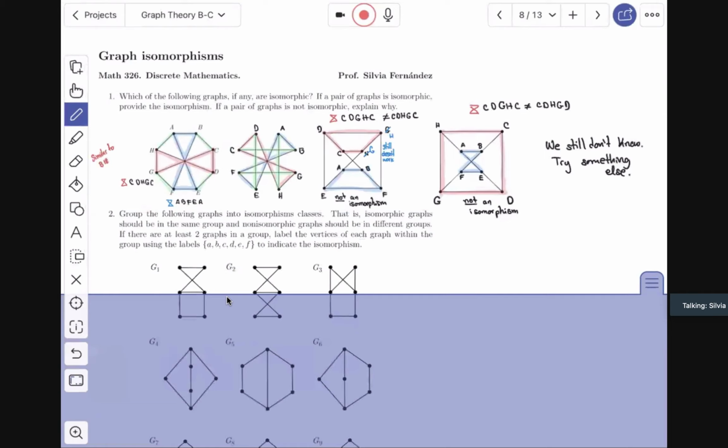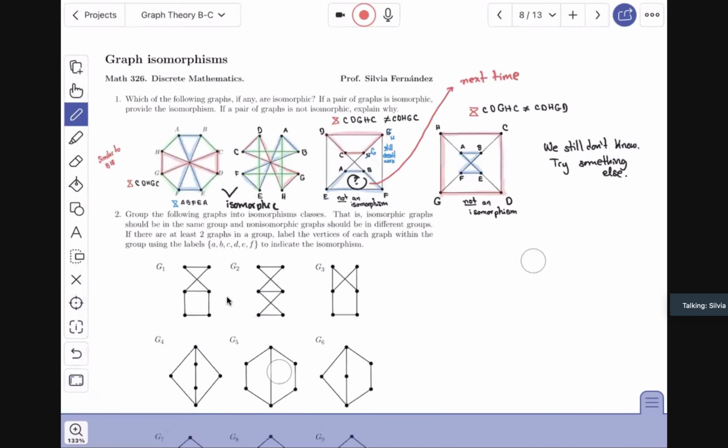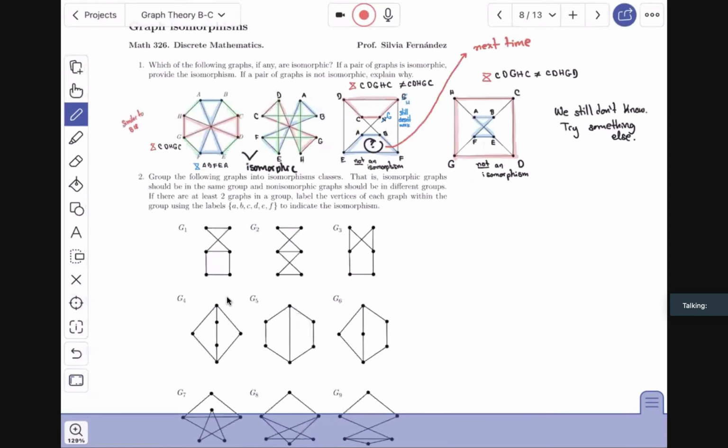Okay, so this one we still don't know. If these two are isomorphic, this one we still don't know. But maybe for next time, because I want you to keep practicing. I want to go over, in the last 2 minutes, what this other problem is about.